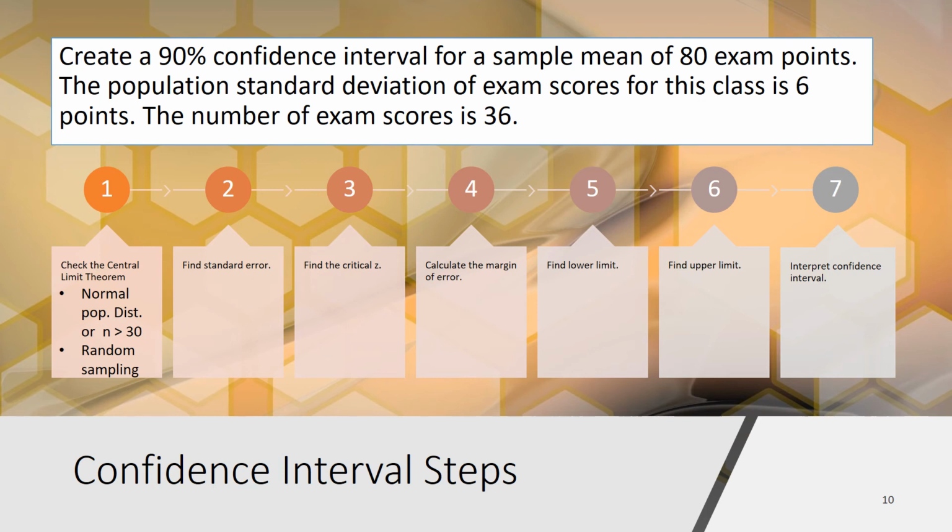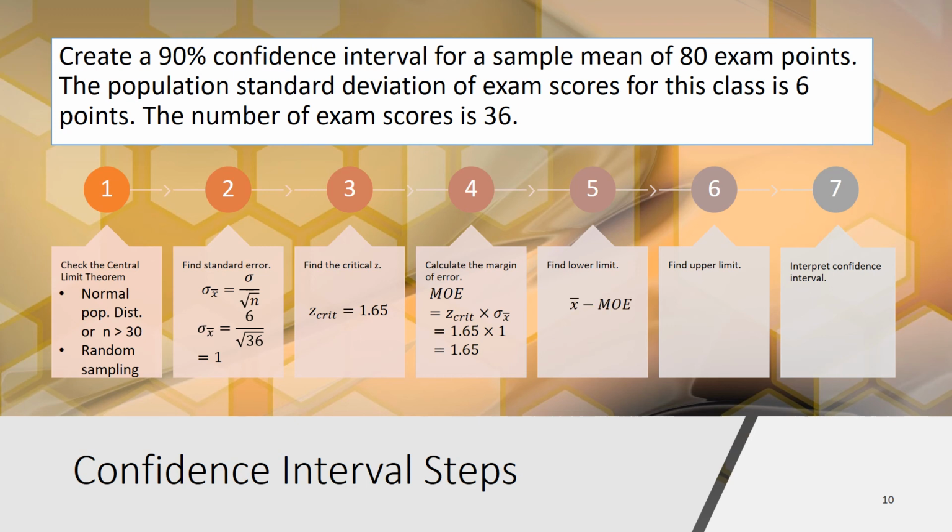Then the second step is to find the standard error, so we can use that formula. We have 6 as the population standard deviation, and we divide that by the square root of n, which is 36. That's the sample size. And we have 6 divided by 6, which equals 1. Then find the critical z from that table, and it is 1.65. Then you want to take the critical z and multiply it by the standard error that we found, and that's 1.65 times 1, which equals 1.65.